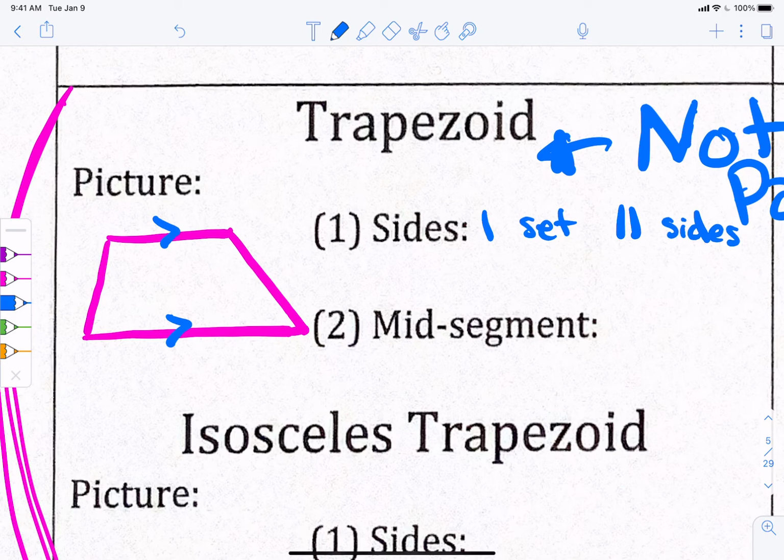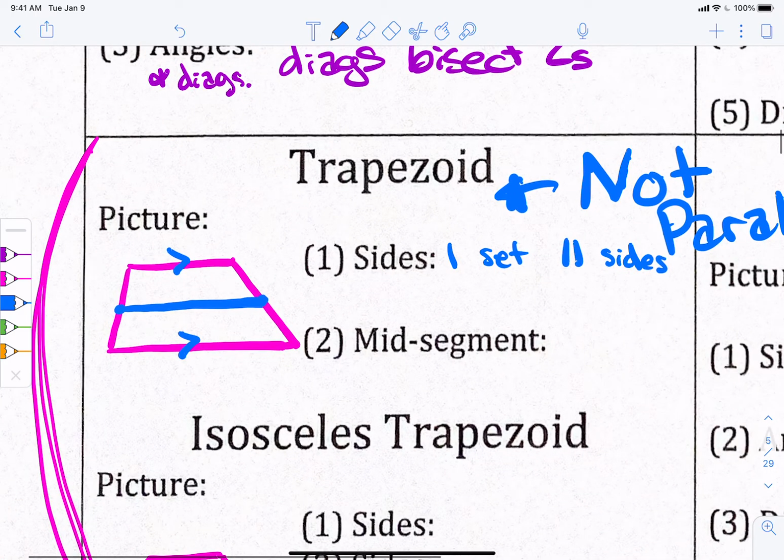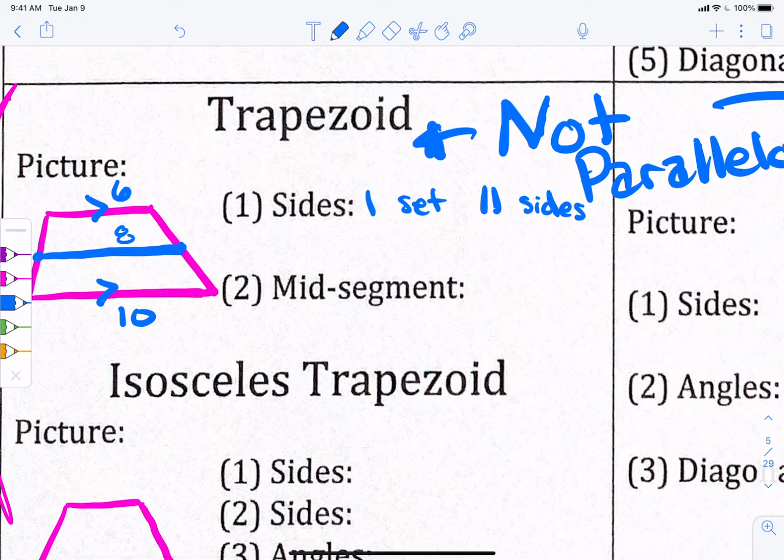And then there's one other thing that talks about a mid-segment. Here's what a mid-segment is. It's the midpoint of this left side and the midpoint of this right side. If you connect him, it'll kind of split your trapezoid into two pieces, right? And it's equidistant from the top and the bottom, okay? So they're going to ask you for the length of a mid-segment, and let's say this top one is 6 and the bottom one is 10. He will be exactly 8 units long because, here's the formula.